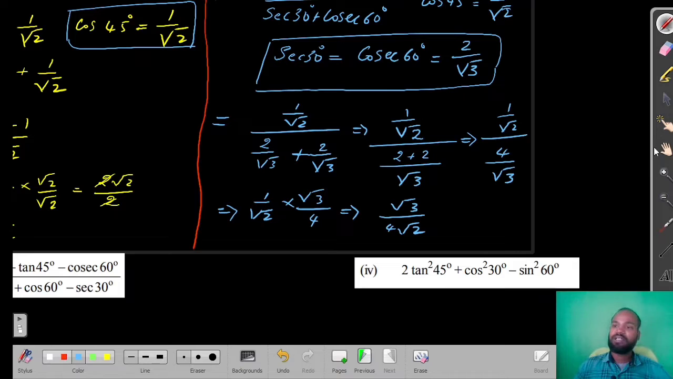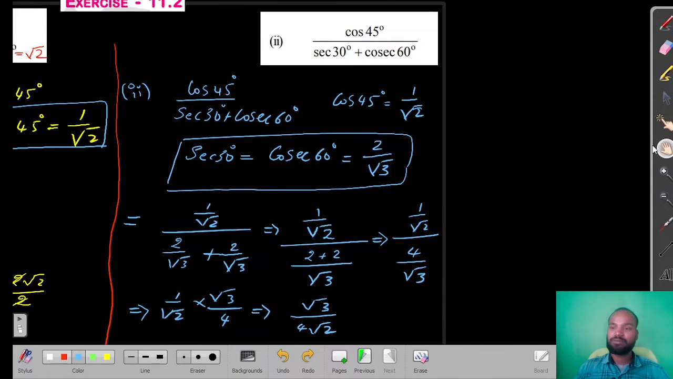What is the final answer here? 3 by, sorry, root 3 by 4 root 2. Okay, so now your final answer is root 3 by 4 root 2.